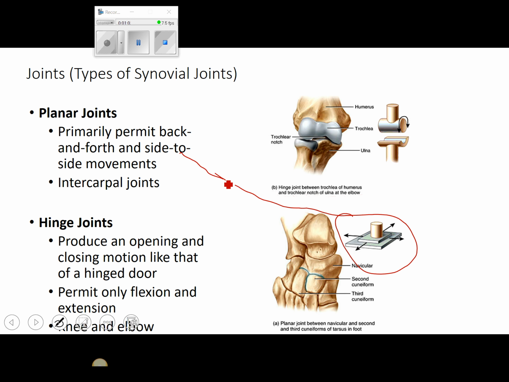An example of this one, of course, is your intercarpal joints. Some other examples would be the vertebrocostal joints. Your sacroiliac joints would be another type of plane joint or planar joint.